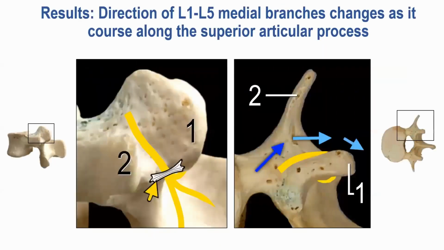It was also noted that the direction of the medial branch changes as it coursed along the lateral neck of the superior articular process. On the more anterior half, the nerve coursed in a more lateral trajectory, but on the posterior half, it coursed in a more parasagittal and medial trajectory.